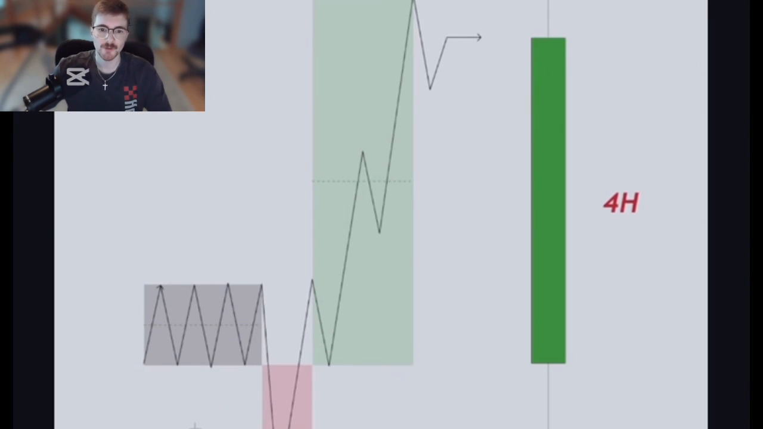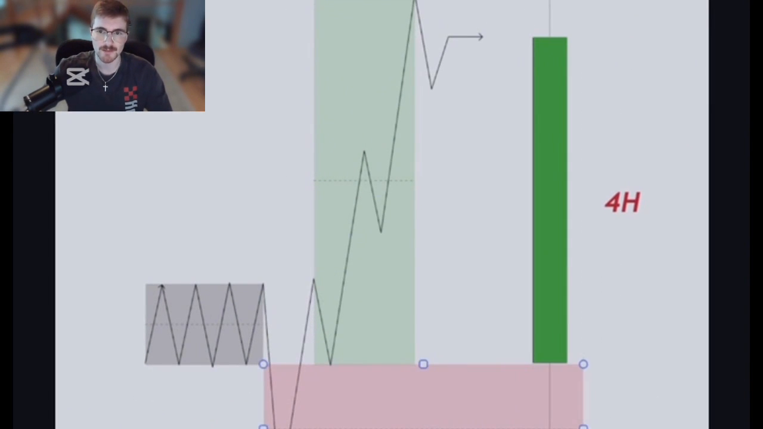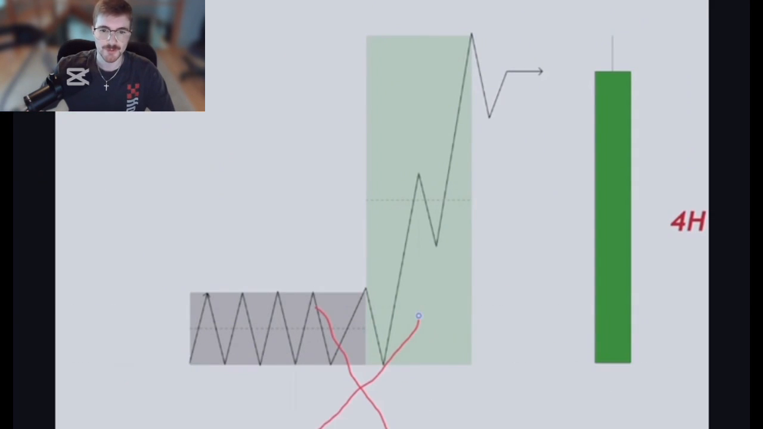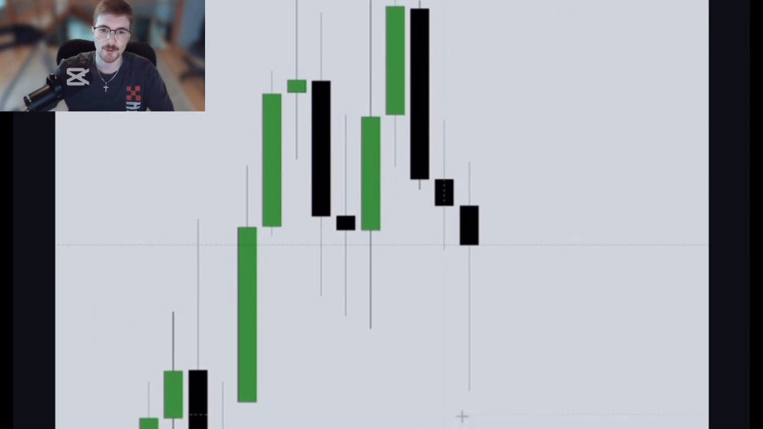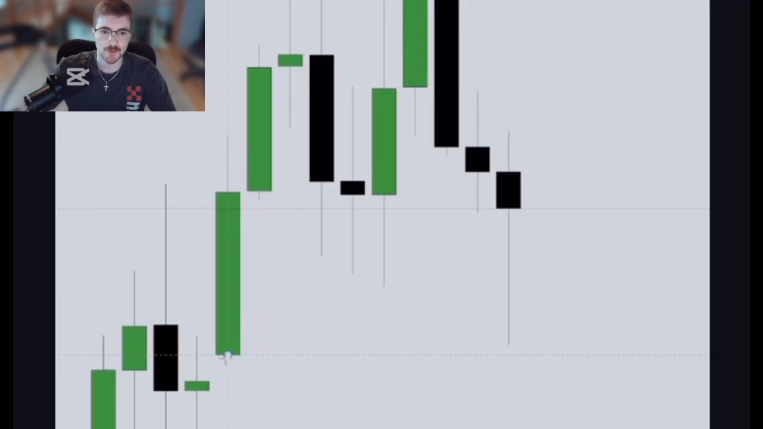And if you'll notice, manipulation is what causes the wick of our higher time frame candle, which means if there's no wick here, then there was no manipulation, and price has to return to that level. Looking at this 4-hour chart, you can see right here, we formed a 4-hour candle with no bottom wick. So I'm going to draw that out.